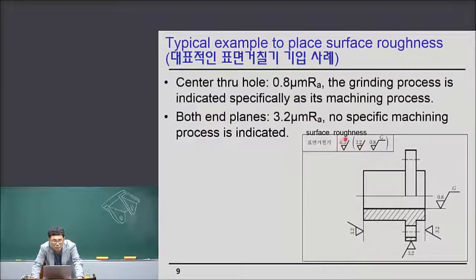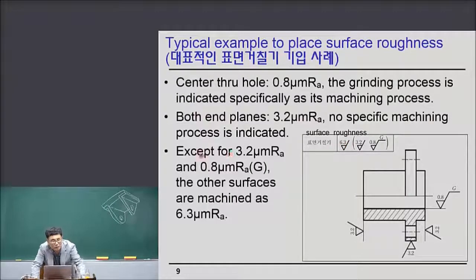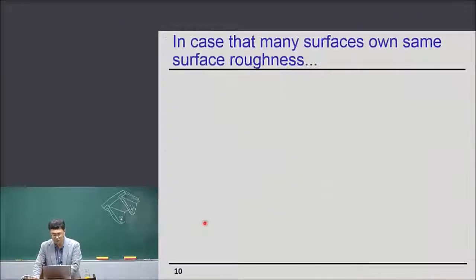Okay, and then what's the meaning of 6.3? That means except for the two surface roughnesses, 3.2 micron and 0.8 micron with grinding, the other surfaces are machined as 6.3. So 6.3 is not indicated in this drawing, right? This is a very useful way of placing surface roughness. Except for two surface roughnesses, the other surfaces are machined as 6.3 micron Ra. This is a very nice technique.